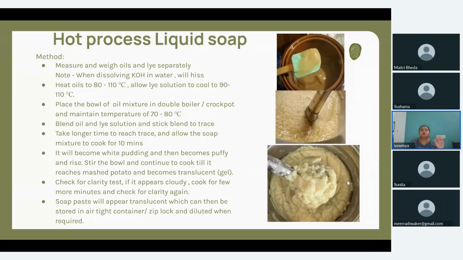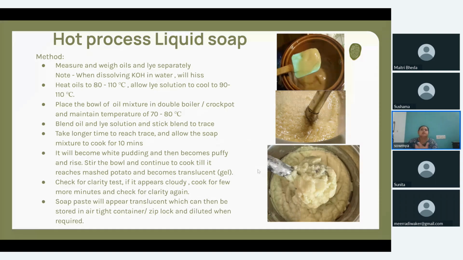Then after it reaches the translucent stage, you will check for clarity. If the solution is still very cloudy, you will cook for some more time till it becomes clear. And then once it is clear, that will be your soap paste, and you will dilute it by the dilution method. For the soap paste you have prepared, you will add that much amount of hot water as dilution requires.